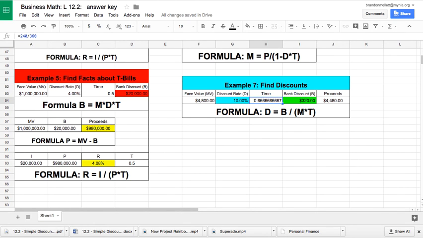This is lesson 12.2, learning how to use the formulas in Spreadsheet for this lesson.